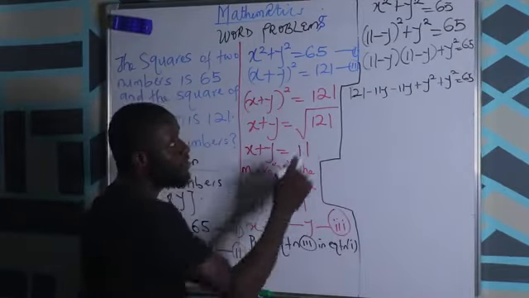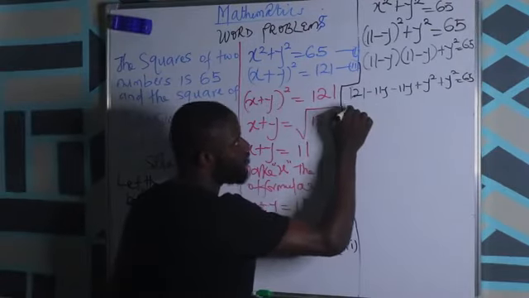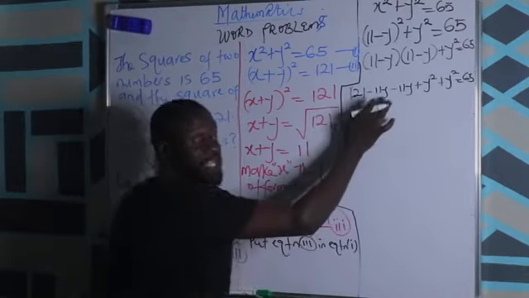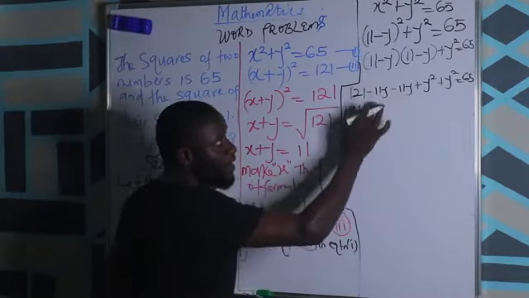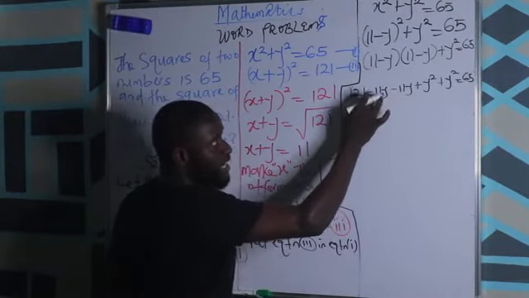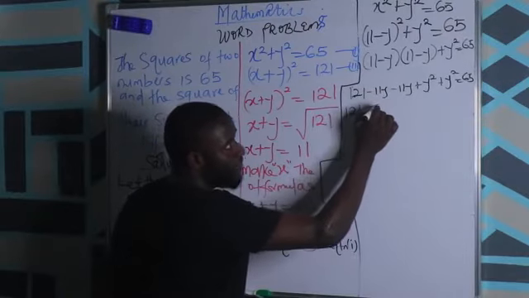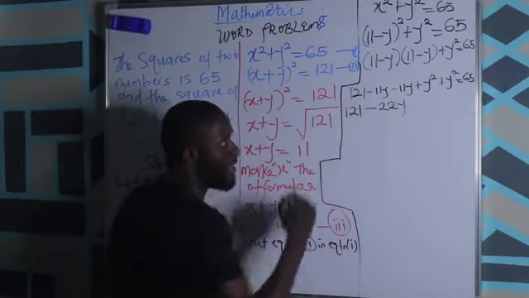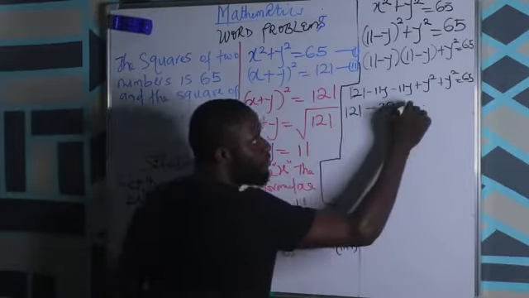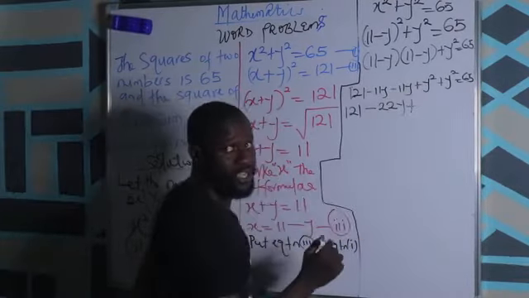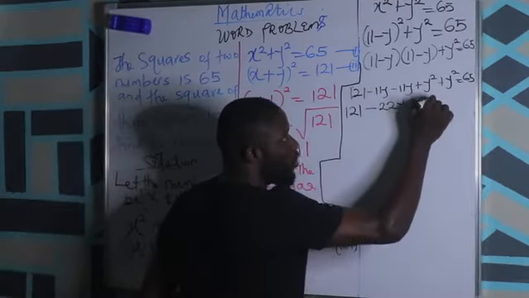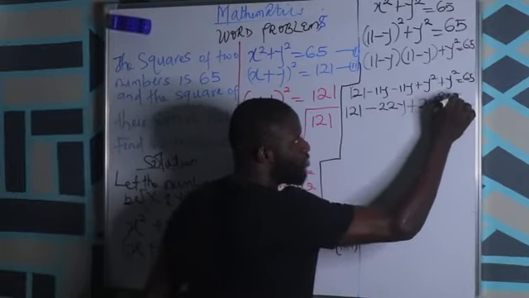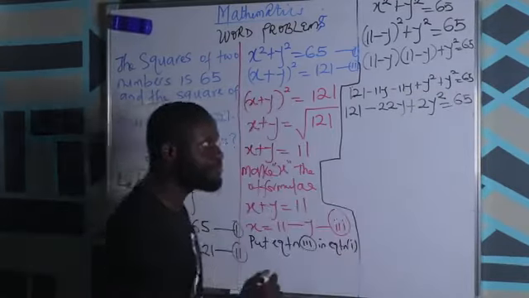Are we together? So now we're collecting like terms. We have 121 minus 11y minus 11y. 11y plus 11y, I have 22y, so minus 22y. Plus y squared plus y squared, I have 2y squared is equal to 65.